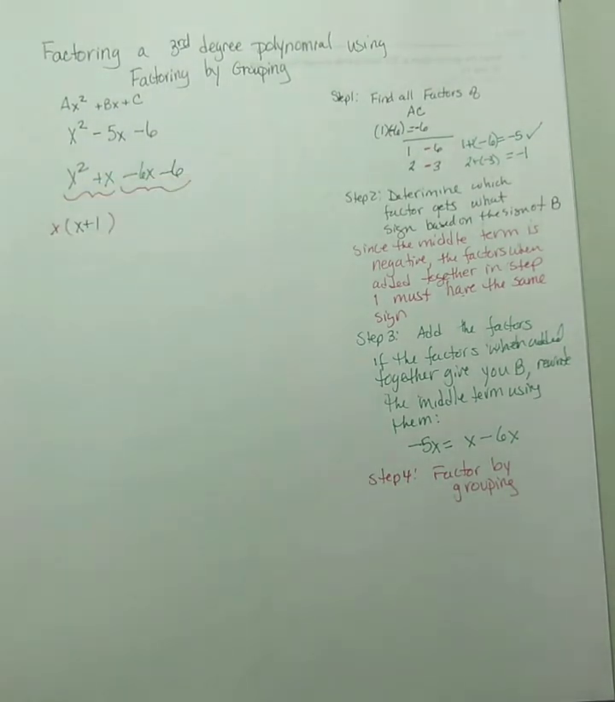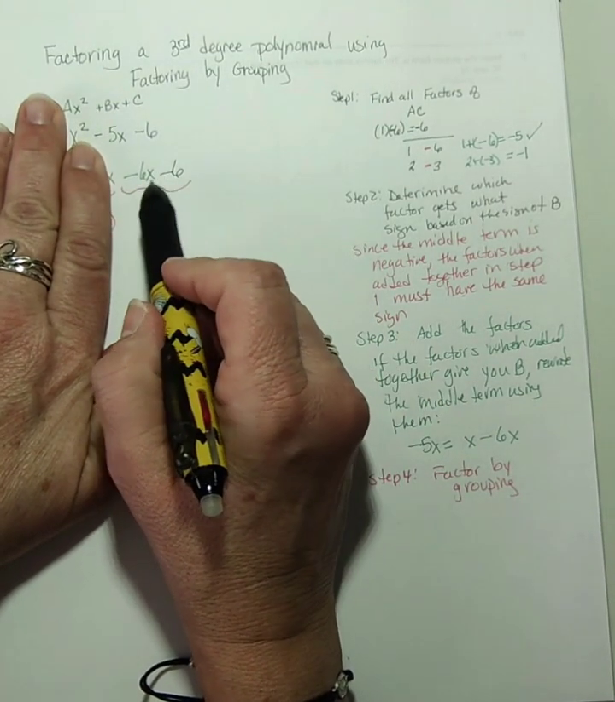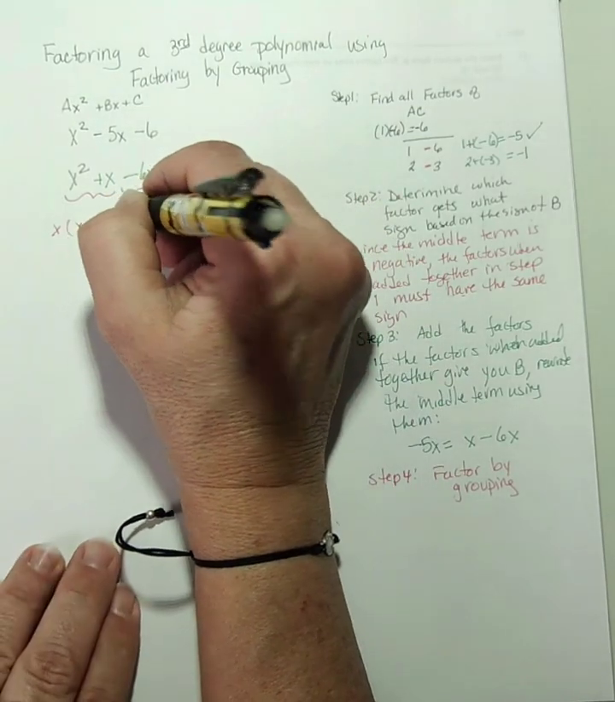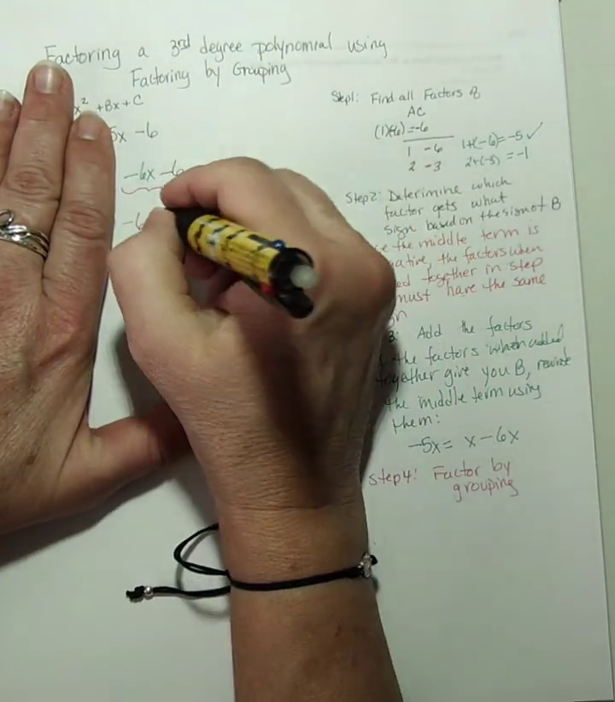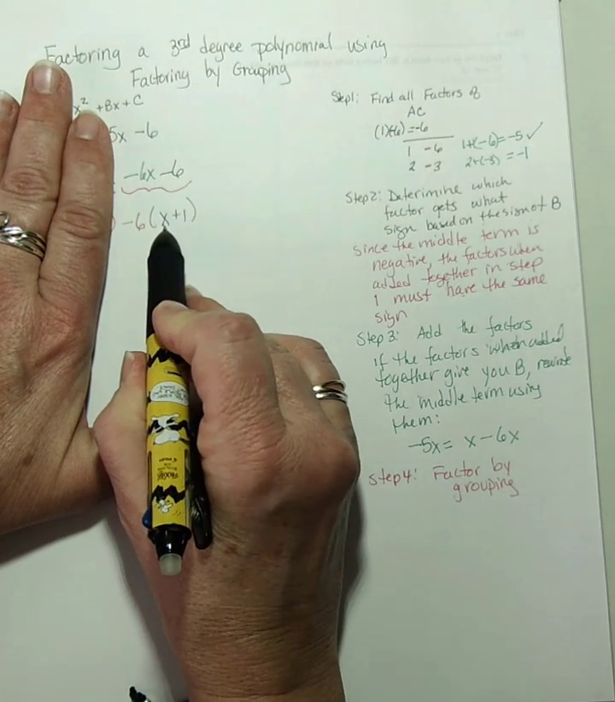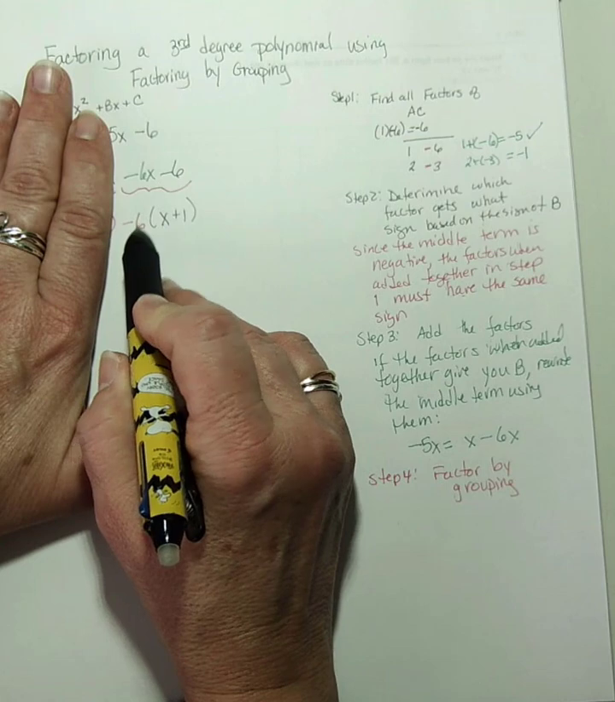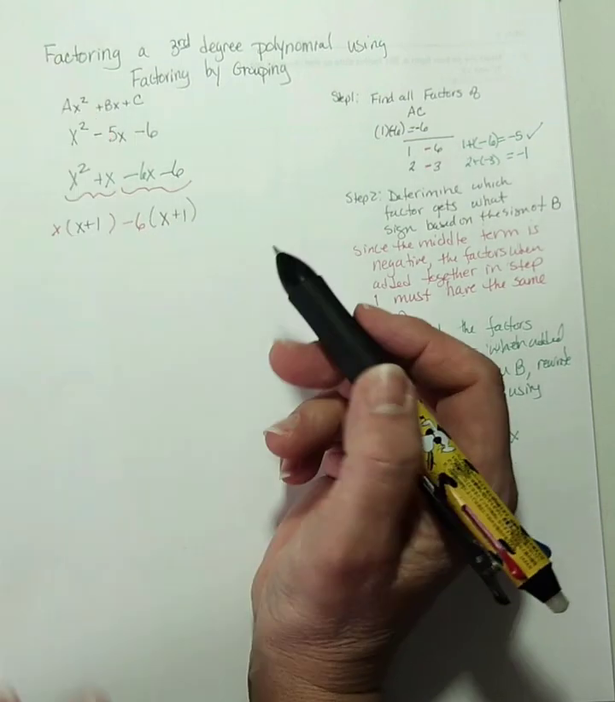Now I look at the second group, and I want the first term when I factor to be positive, so I'm going to factor out a minus 6. When I factor out a minus 6, I'm left with x plus 1, because negative 6 times x gives me negative 6x, and negative 6 times positive 1 gives me the minus 6. So I know I factored it correctly.